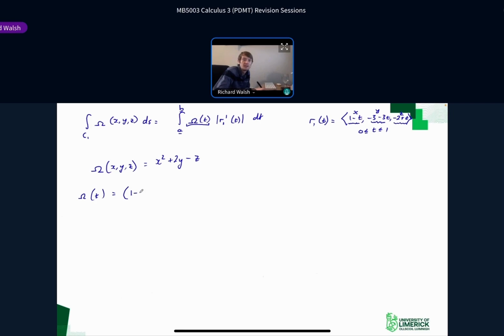So it's x squared, so 1 minus t all squared, plus 2 times y, which is 2 times minus 3 minus 3t, and minus z, which is minus times minus 2 plus t. Use your brackets and simplify it down. So square out the first bracket, multiplying by 2, 2 by minus 3, 2 by minus 3t, and minus times minus is plus, minus times plus is minus. If you want to multiply that bracket by itself, do that, but if you know the quicker way, that's fine as well. So we have a t squared term.